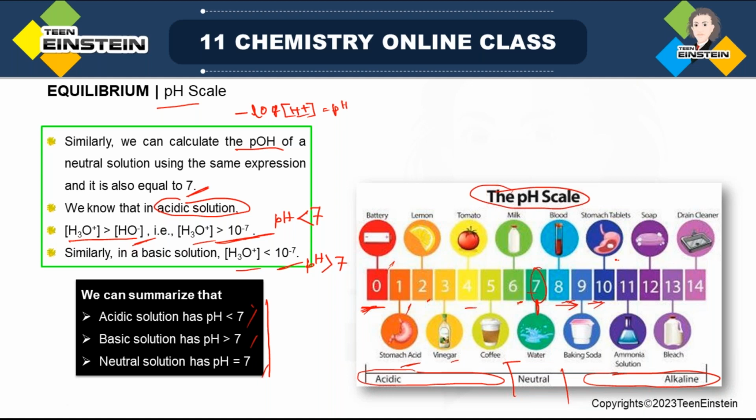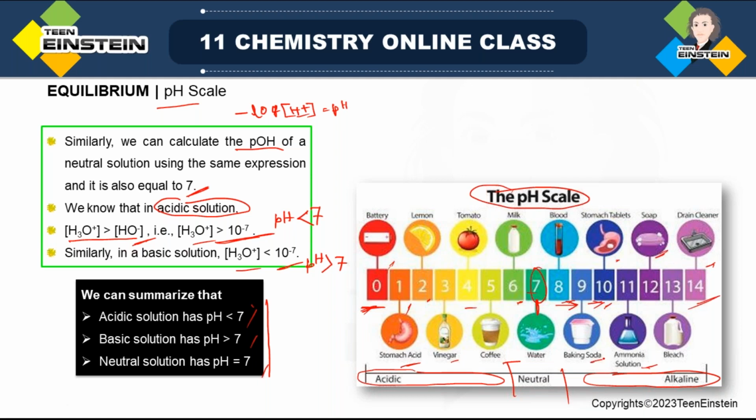Then stomach tablets: sometimes to neutralize the abnormal excess acid secretion in the stomach, we have to take some pills. So that is to neutralize this excess acid. The neutralization is possible only if you are using some alkaline solution. That is why stomach tablets are around 10. Then soap, and ultimately drain cleaner, which is maximum basic.